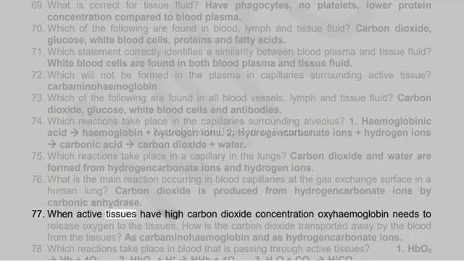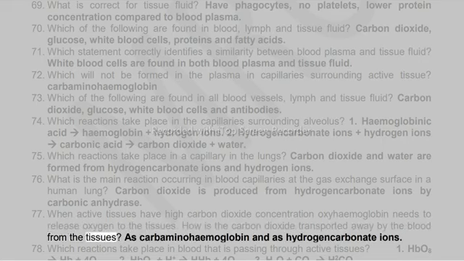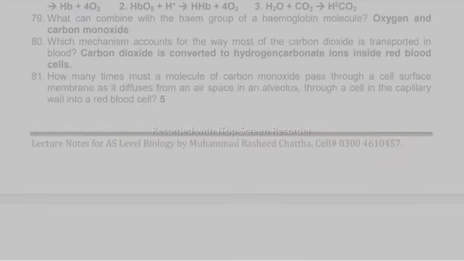77. When active tissues have high carbon dioxide concentration, oxyhemoglobin needs to release oxygen to the tissues. How is the carbon dioxide transported away by the blood from the tissues? As carbaminohemoglobin and as hydrogen carbonate ions. 78. Which reactions take place in blood that is passing through active tissues? 1. HbO8. HB plus 4O2. 2. HbO8 plus H+ → HHb plus 4O2. 3. H2O plus CO2 → H2CO3.